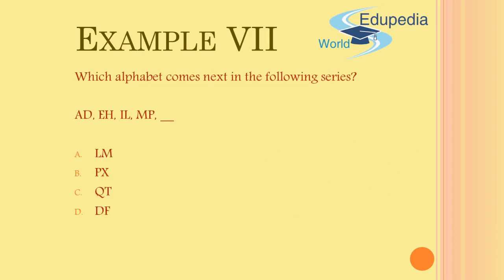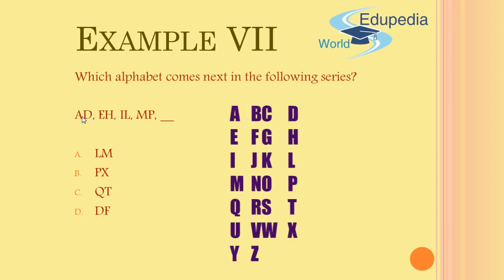Then this example: AD, EH, IL, MP, and then a blank. Now in letters also, we have to keep an eye out for the blanks. Each and every letter series is not going to be square numbers or cube numbers. It can't be, there are only 26 letters in the English alphabet. So if you see AD, what have I done here? I have done A, B, C, D. So BC has been skipped.